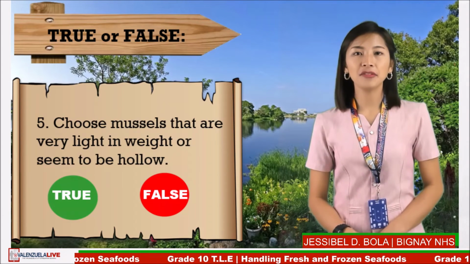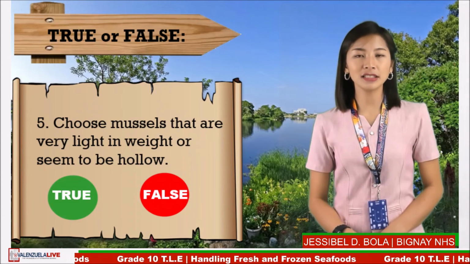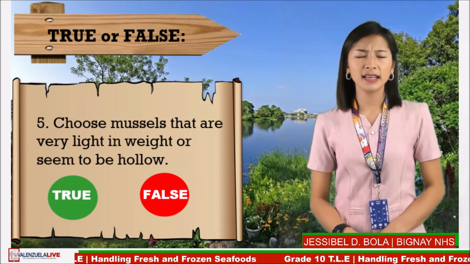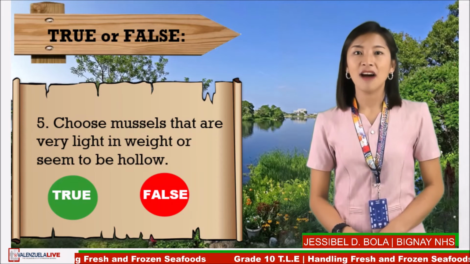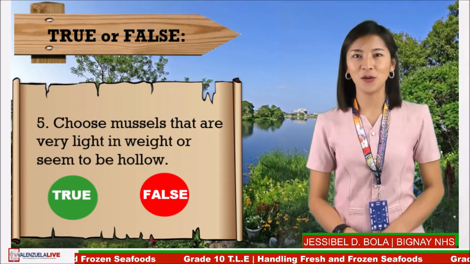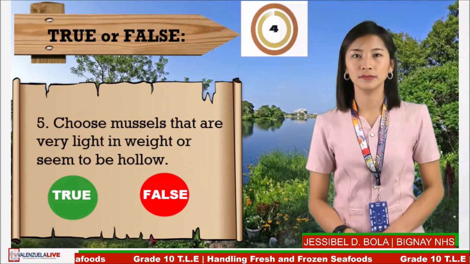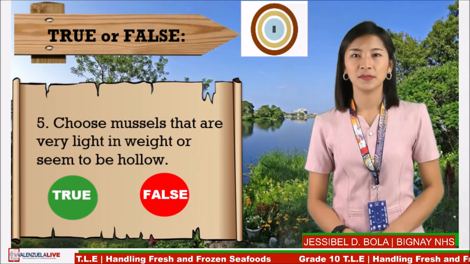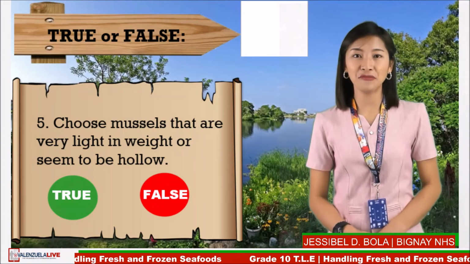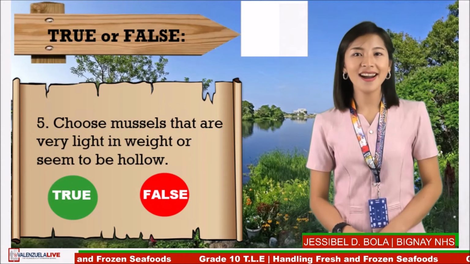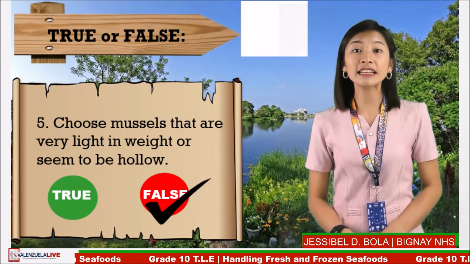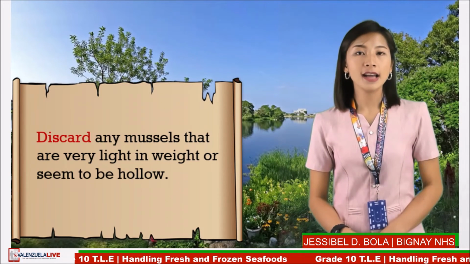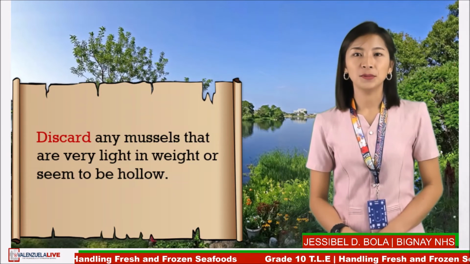Number 5. Choose mussels that are very light in weight or seem to be hollow. Is it true or false? 5 seconds starts now. If your answer is false, then you are correct. You need to discard any mussels that are very light in weight or seem to be hollow.